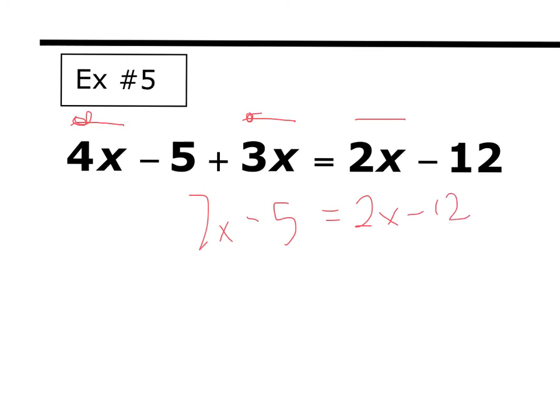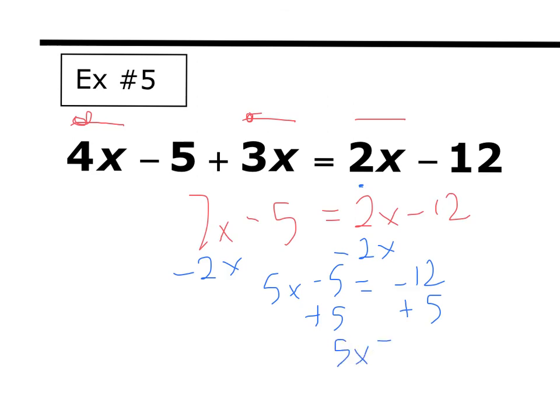Okay, so now we're to that situation where you are moving the variables from side to side. So we have to pick the smaller one, which of course is our 2x here. And since that's positive, we want to subtract it out. And that gives us 5x minus 5 equals -12. Then we solve this two-step like we normally would. Undo subtraction with addition. That gives us 5x equals 7.